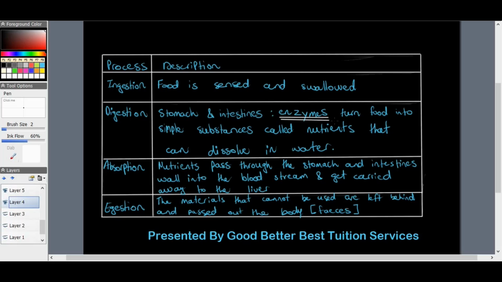And then the fourth process is called egestion. These materials that cannot be used, in other words, they are not used because the body has absorbed all it can, it's absorbed enough, it does not need any more. They are therefore left behind. They do not get absorbed by the liver, so they stay within the intestines or the colon, and then they are passed out of the body. The medical or the life science term for it is feces.